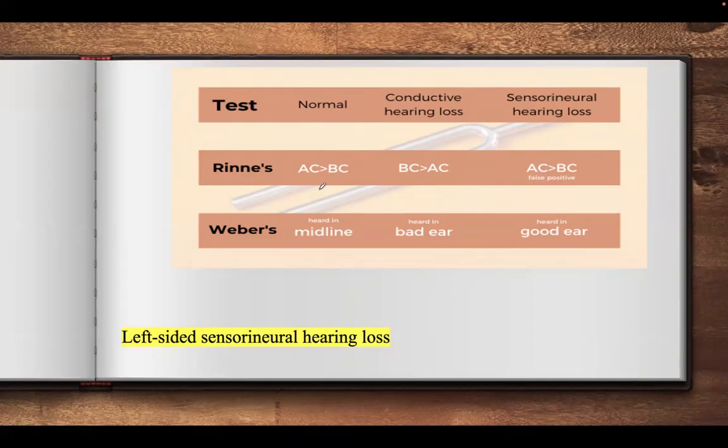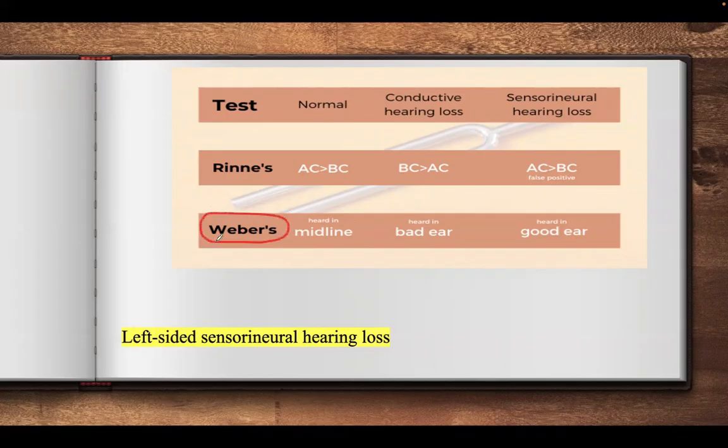Usually air conduction is more than bone conduction. So when you have normal hearing, air conduction is always better than bone conduction. And this is called Rinne's, okay? Now we come towards Weber's, which is the other test here.